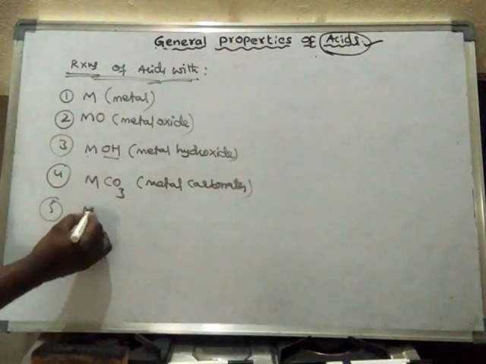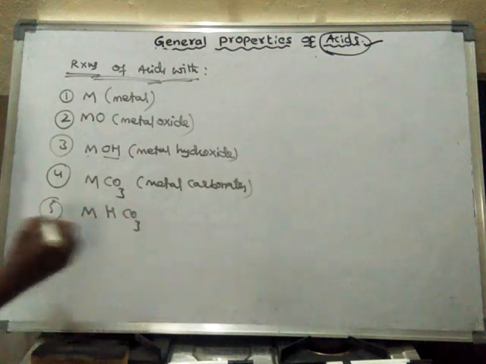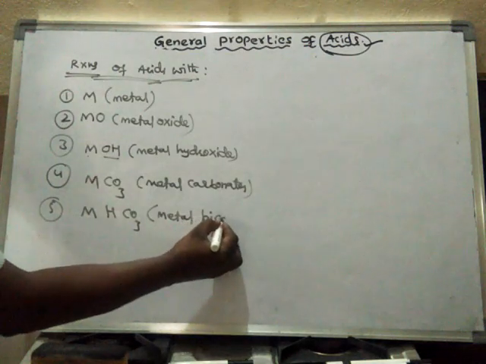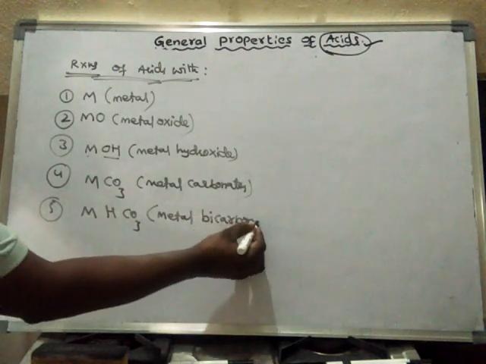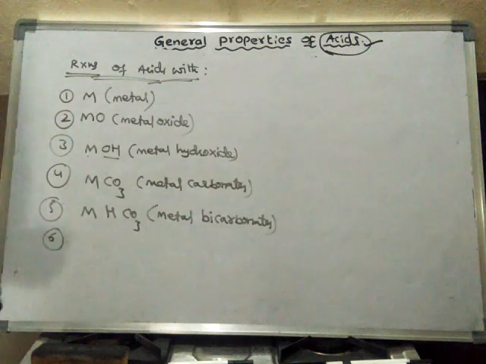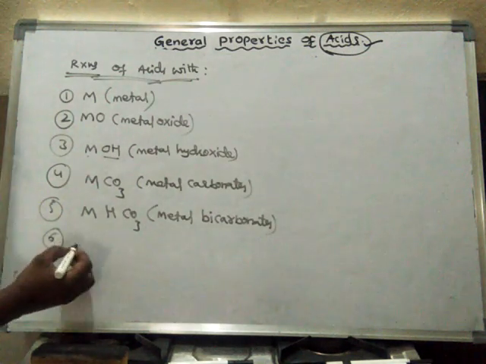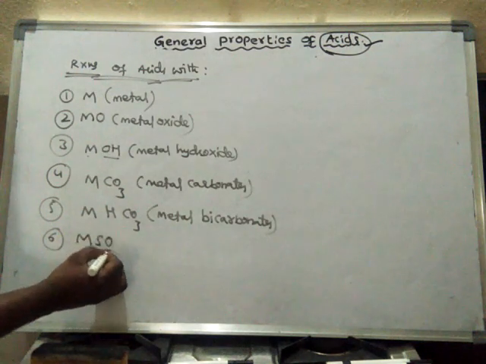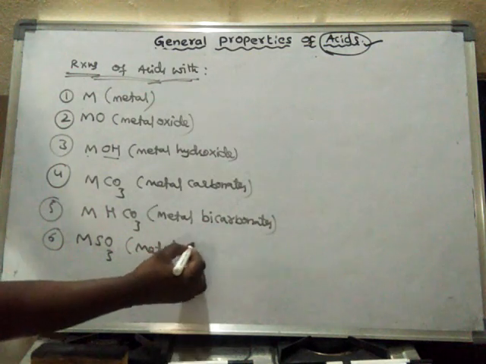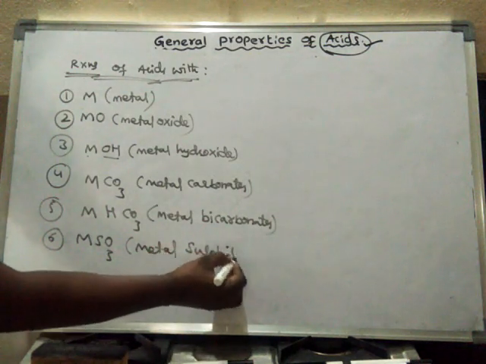Reaction of acids with metal hydrogen carbonates. They are also called metal bicarbonates, or else metal hydrogen carbonates. Okay. Next, reaction of acids with metal sulfites. Metal sulfite. Okay, metal sulfite.